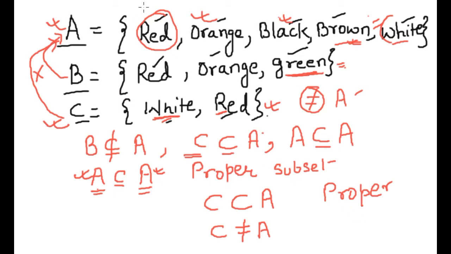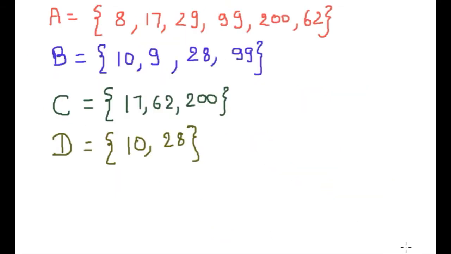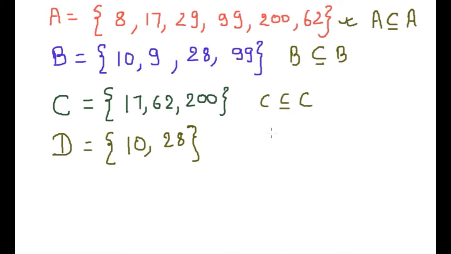Let's see another example. I have 4 sets here. So let's start to know what is subset, proper subset. Can we say here A is a subset of A? Yes, we all know every set is a subset of itself. So A is a subset of A. Same here, B is also a subset of B. C is a subset of C, and D is a subset of D.